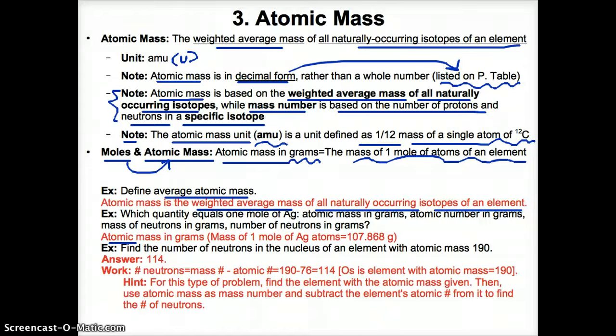Here we see that the answer is atomic mass in grams, because we know that the atomic mass in grams of silver, which is listed on the periodic table as 107.868 in the unit grams, represents the mass of 1 mole of Ag atoms.